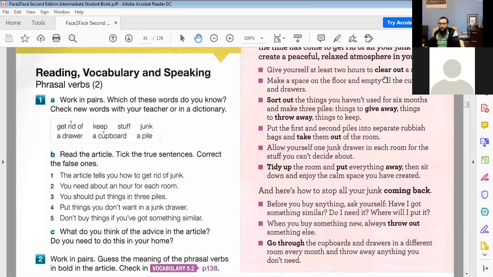So when we say give yourself at least 2 hours to clear out a room, what do we mean here by clear out? What does this word mean, clear out? What do you think? I think put everything in the room outside. You mean, okay. So you're using it like empty. You mean like empty? Yeah. Empty the room.